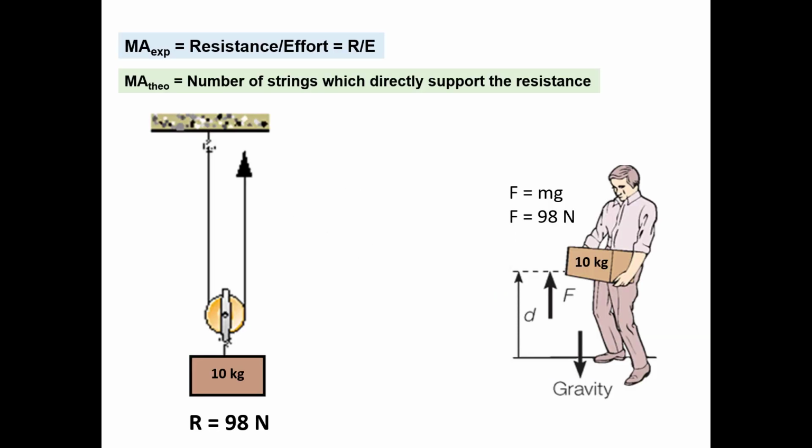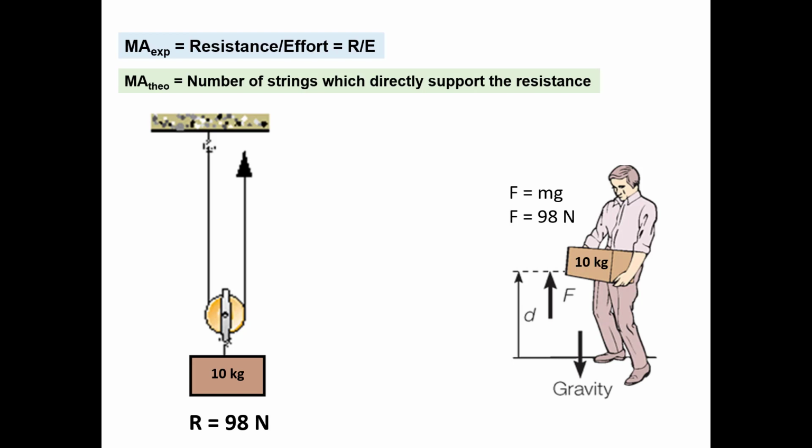And let's talk a little more about the mechanical advantage. Remember, we can calculate the mechanical advantage experimentally if we know the resistance, the magnitude of the resistance, meaning the weight of the object, and the effort we need to apply, which is the force with which we pull the rope. And we also know the theoretical mechanical advantage if we know the number of strings that directly support the resistance.